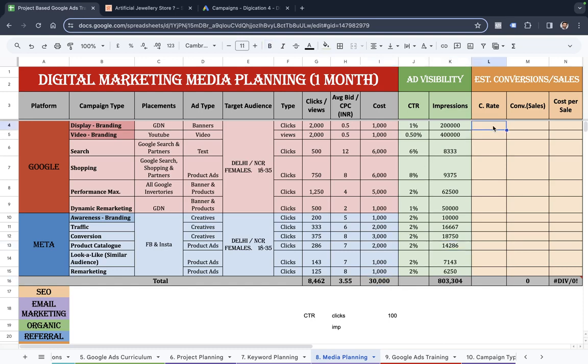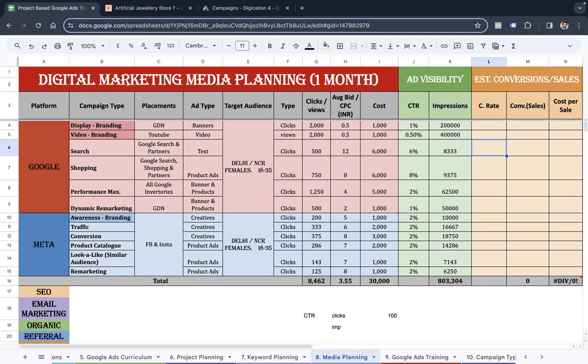Now, conversion rate is something which is called the rate of sales. So how many sales you are generating out of the total number of traffic. So if you are talking about generating 2% sales from a search campaign, then we are saying out of 500 people who are coming on the website, 2% people are purchasing the items. So conversion rate means the total number of sales out of 100 normally.